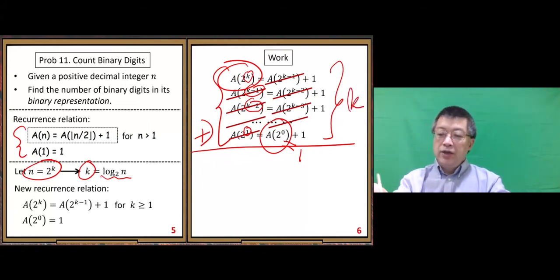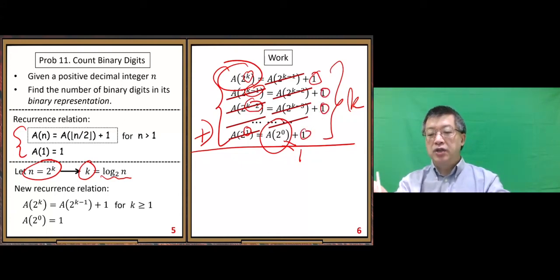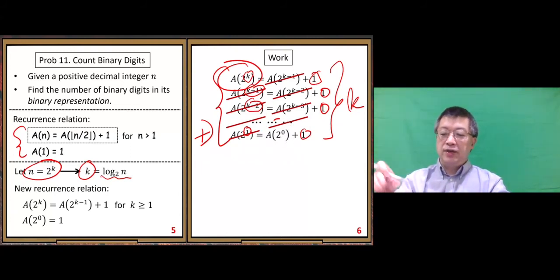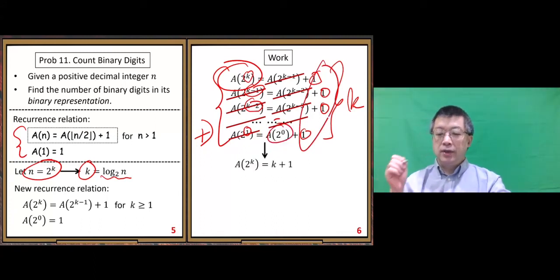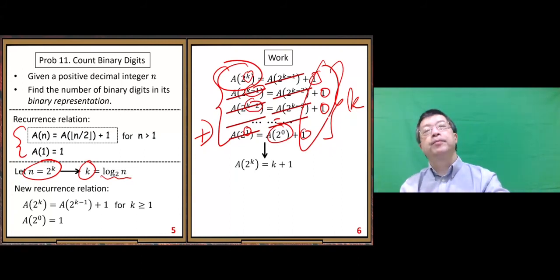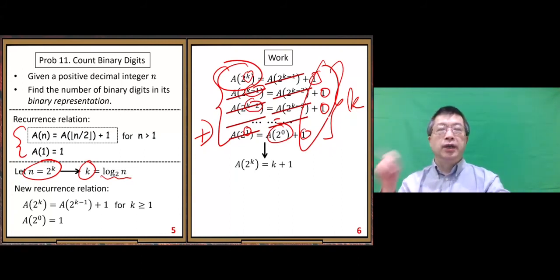Each equation, the constant term contributes 1. For k equations, the contribution of the constant terms is k. So you can see k plus 1. So the answer is k plus 1. A of 2 to the kth power equals k plus 1. That's the solution.